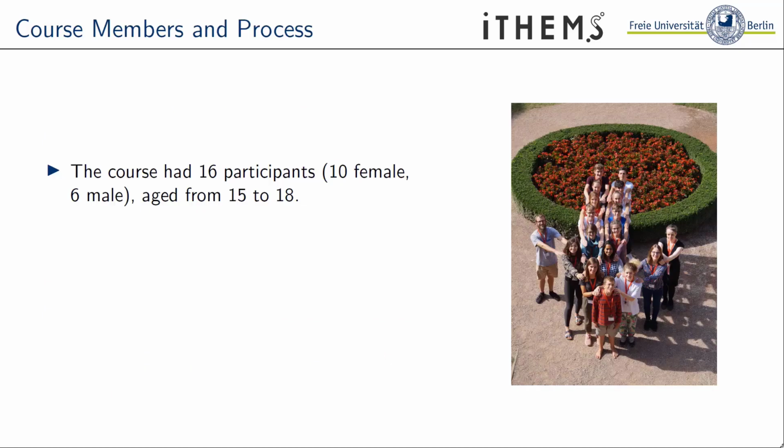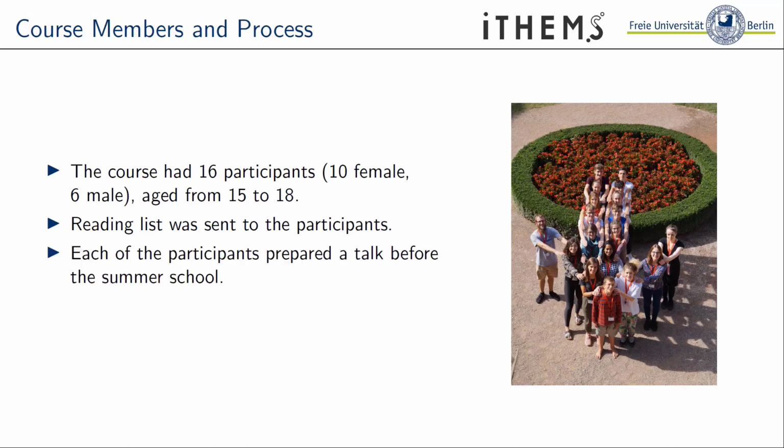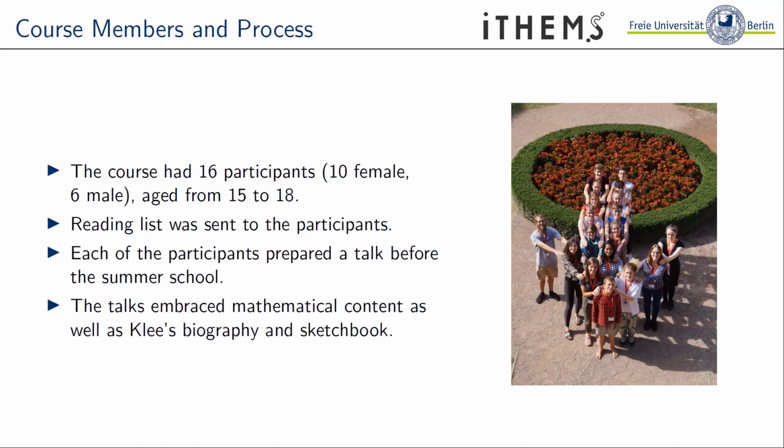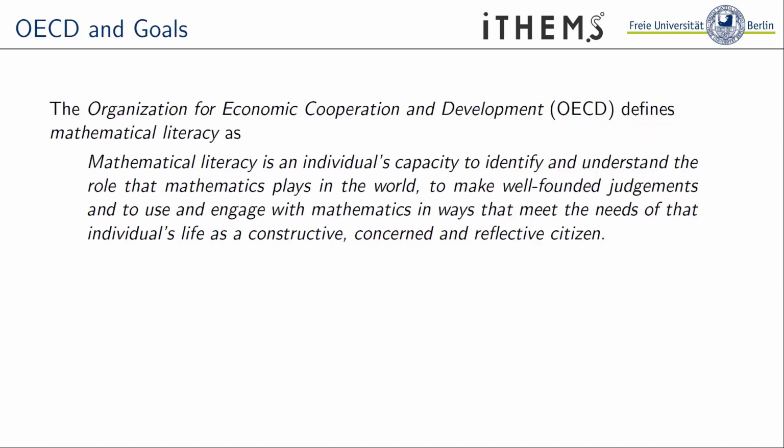Our course had 16 participants, 10 female and 6 male, aged from 15 to 18. The slots devoted to mathematics mainly consisted of the presentations given by the participants. Therefore, a reading list was sent to them, serving as a basis for the presentations, which were prepared before the summer school. Next to the talks on mathematics, Klee's biography and his sketchbook were introduced. Some participants presented papers chosen by themselves to emphasize the relation between mathematics and the arts.